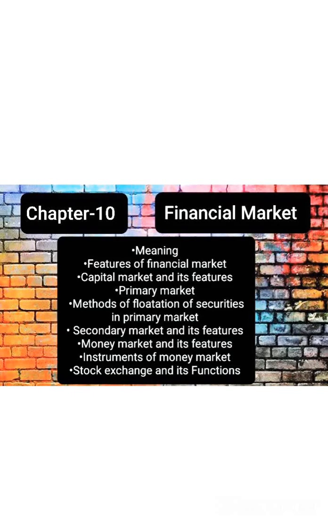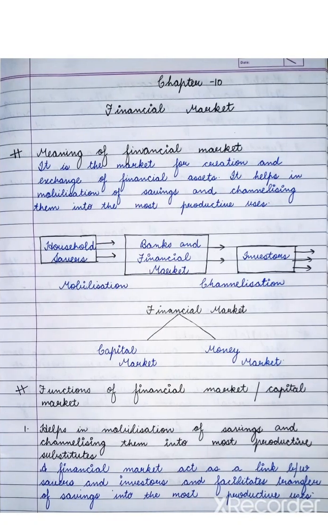Students, now we're going to start with our chapter number 10, that is financial market. Now, financial market is a market where there is an exchange of financial assets. Now, what all comes under the financial assets? Shares, debentures, bonds, these all come under the category of financial assets and securities. So, financial market is a platform where we exchange and create financial assets.